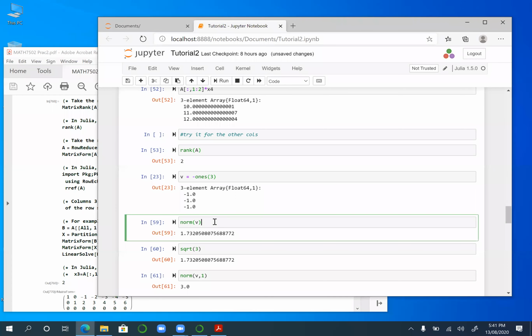Okay, now norm. So the norm, if you just do this norm of V, that is the Euclidean norm. So this should be the square root of the sum of the squares. So in other words, the square root of 1 plus 1 plus 1. So the square root of 3 and 1.732. So this is one of the things that I thought would be a good idea to memorize when I was a kid.